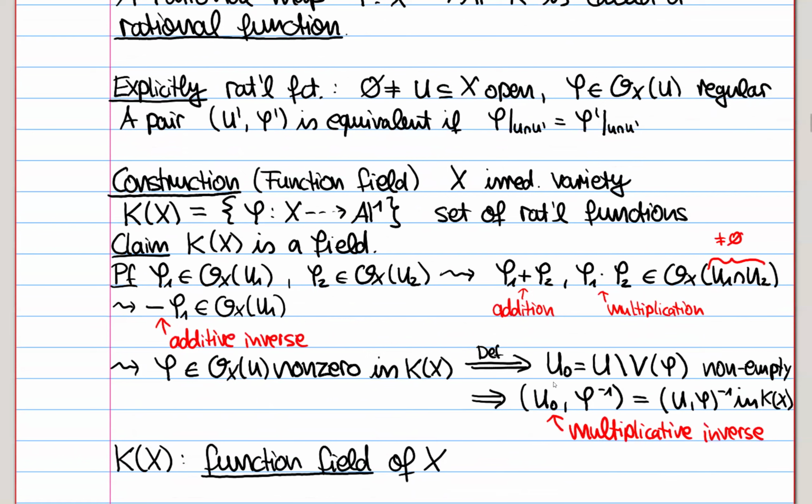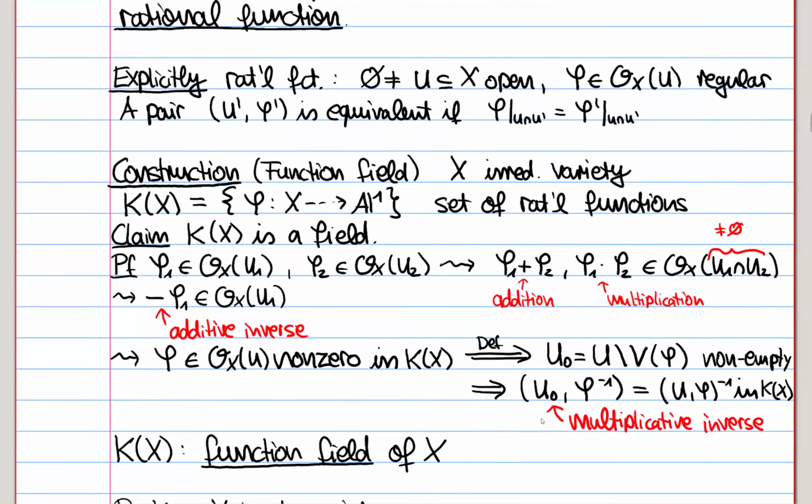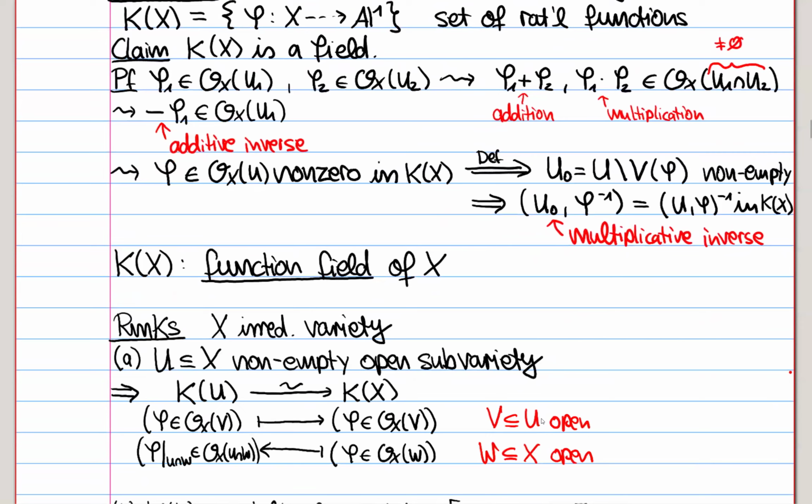In other words, the open set U0, which is U minus the locus where phi vanishes, is non-empty. And then on U0, we can write down phi inverse. And this is still a regular function. And so this pair defines a rational function, and it's exactly the inverse of the rational function (U, phi). So here it was important that we have this possibility of restricting to open subsets. And so we have addition, multiplication, and inverses to these two operations. So K(X) is indeed a field, and it's called the function field of X.